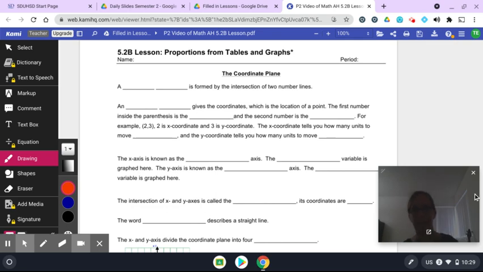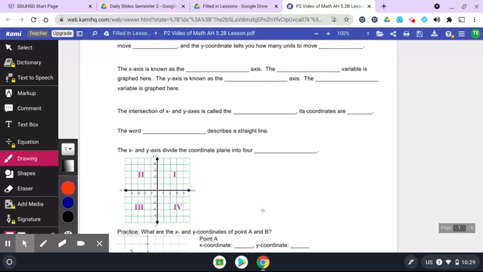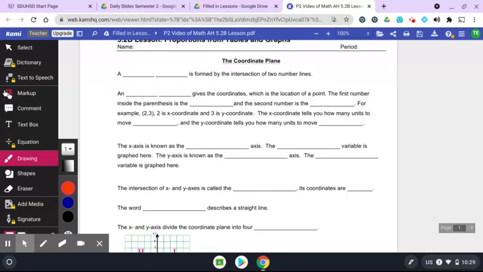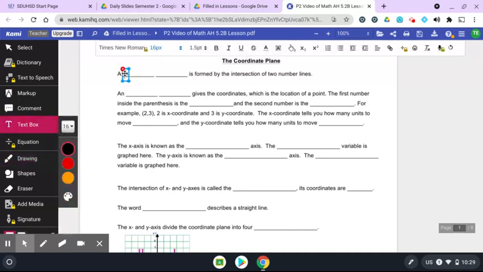Good morning, Math AH. We are going to be doing lesson 5.2b, and we're talking about graphs. And the fancy name for a graph is a coordinate plane. So a coordinate plane, fancy name for graph, is formed by the intersection of two number lines.